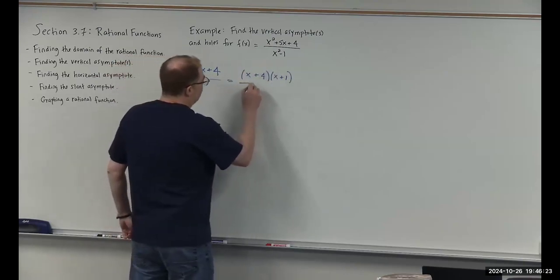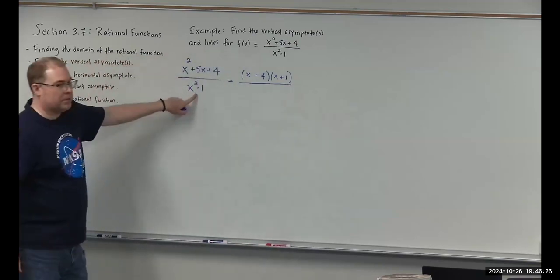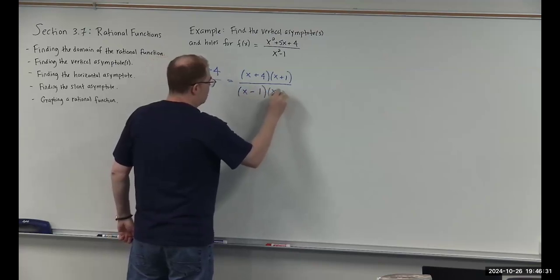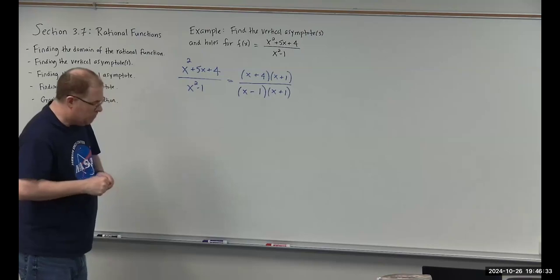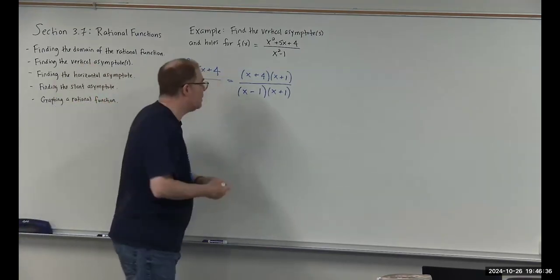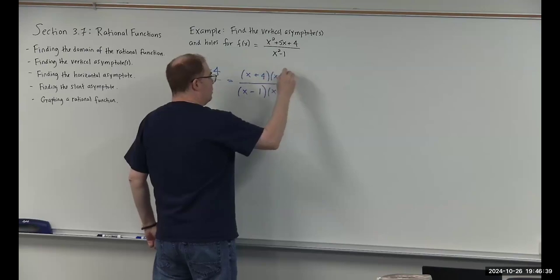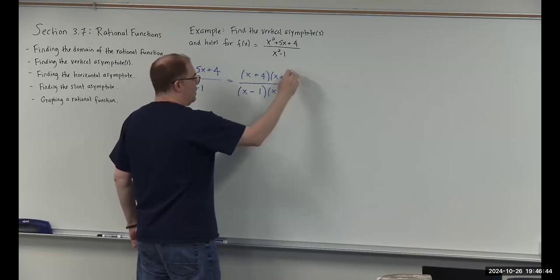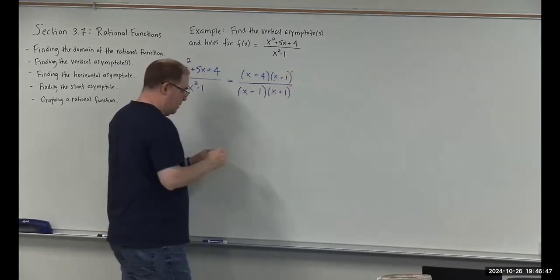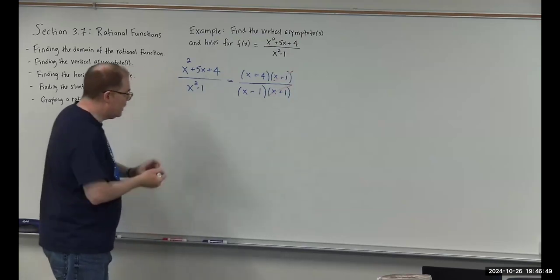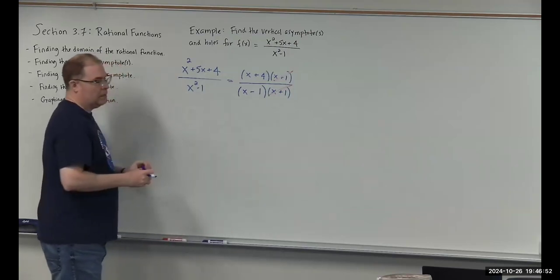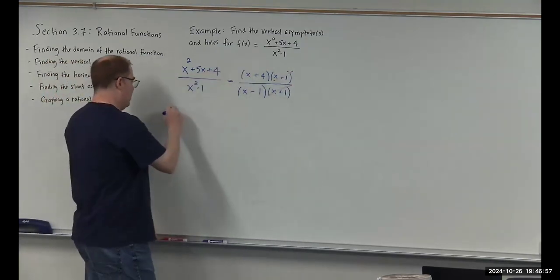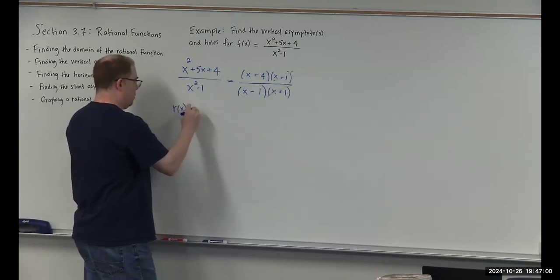On the bottom, we have a difference of two squares. So this is going to be x minus 1 times x plus 1. You notice that here we have x plus 1, and here we have x plus 1, so we can cancel those out. That's going to leave us with a simplified form of this one. I'm going to call this R of x, for reduced form.